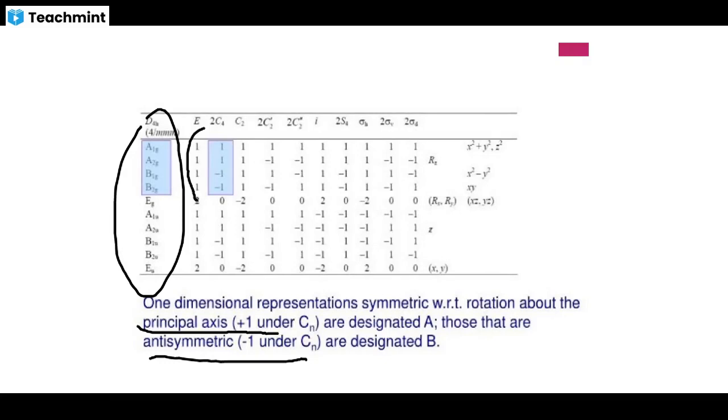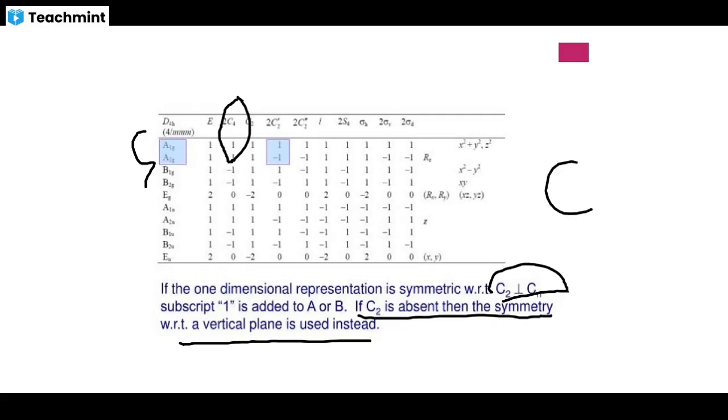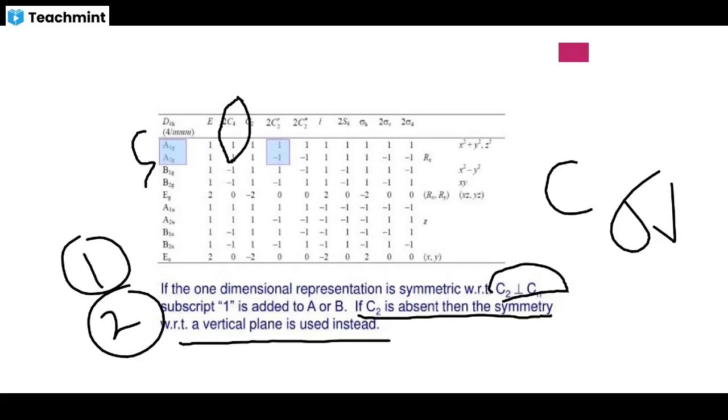Another rule: if the principal axis is also the same, 1 1 1, then how do you differentiate these two Mulliken symbols? Then see the other C2s, the perpendicular C2, because it is a D4h. If perpendicular C2 is absent, it means it is a C group. Then you see the vertical plane sigma v. Plus one means A1, minus one means A2. So that you can differentiate A1 from A2.